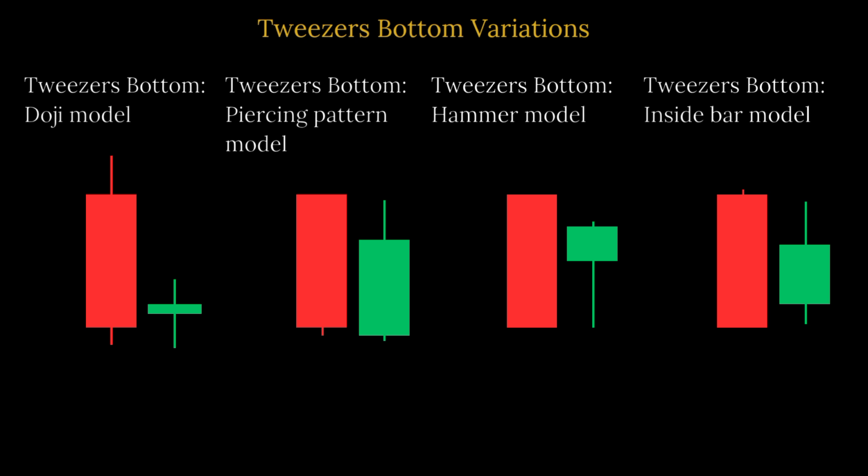indecision and reduced selling pressure, a piercing pattern showing buying pressure at the lows, a hammer, signaling strong rejection of lower prices with a long lower wick, or an inside bar pattern, demonstrating a bullish tendency, with each variation reinforcing the overall reversal potential when accompanied by support zones, volume spikes, or alignment with psychological and Fibonacci levels.